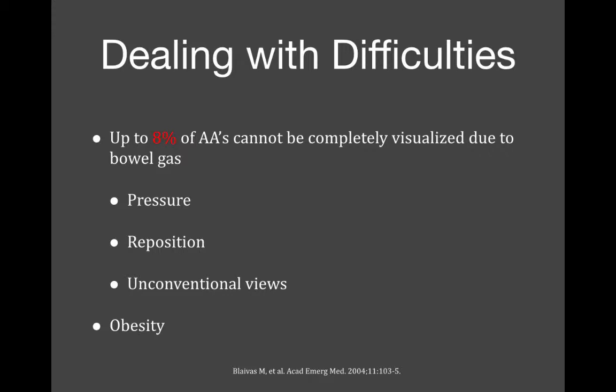Obesity is obviously a major roadblock in terms of seeing the abdominal aorta. And in some folks, you just need to know when enough is enough. You're not going to be able to find it with an ultrasound, and you got to move on to different modalities.